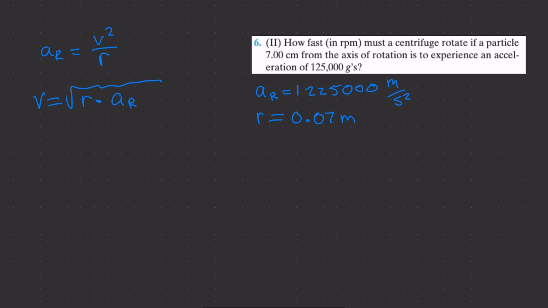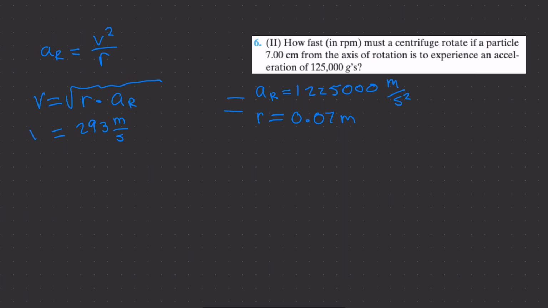All right, from here, I'm going to plug in the two values that I already know for a and r, multiply them together and take the square root. You can probably do that in your calculator really quickly. I'm going to say that 1,225,000 times 0.07 is 85,750, and if I take the square root, that should give me about 293 meters per second.